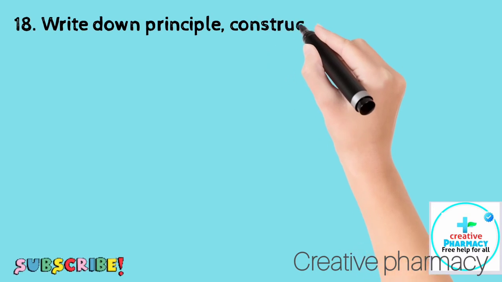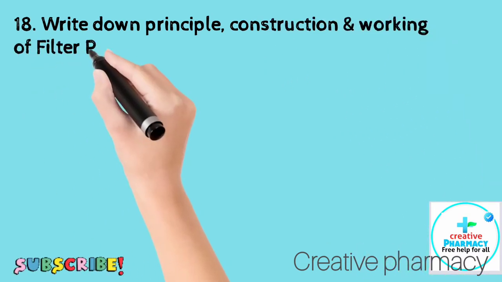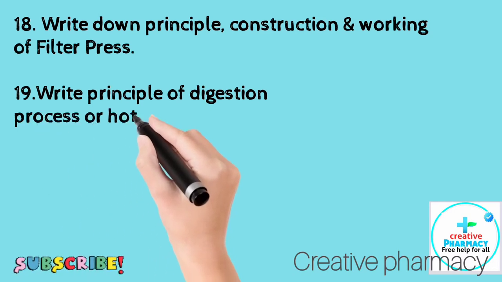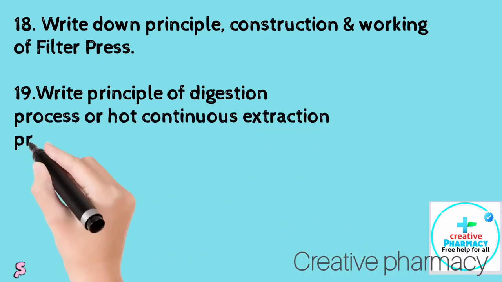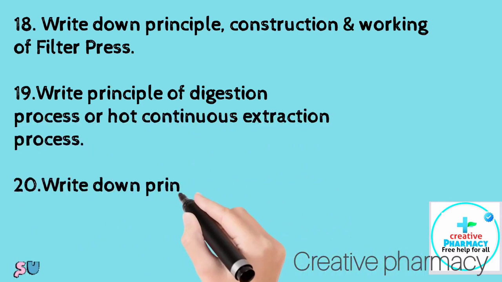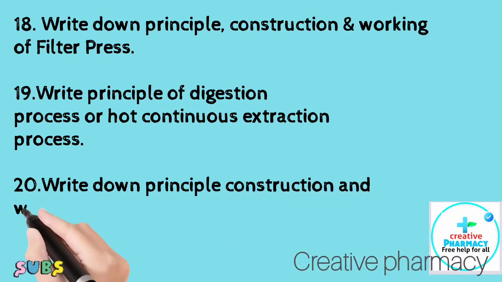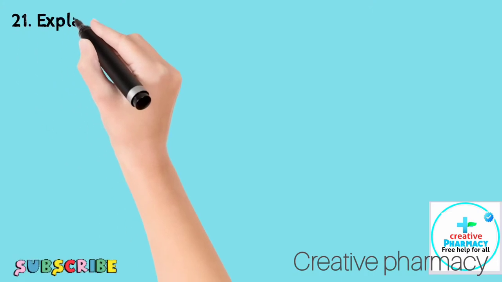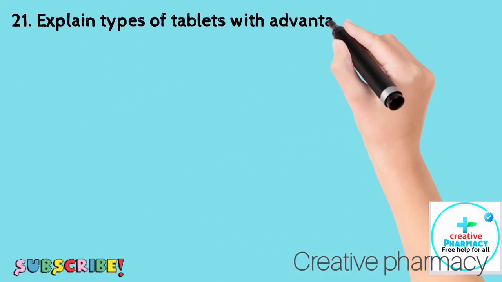18. Write down principle, construction and working of filter press. 19. Write principle of digestion process or hot continuous extraction process. 20. Write down principle, construction and working of evaporating pan. 21. Explain types of tablets with advantages of tablet dosage form.